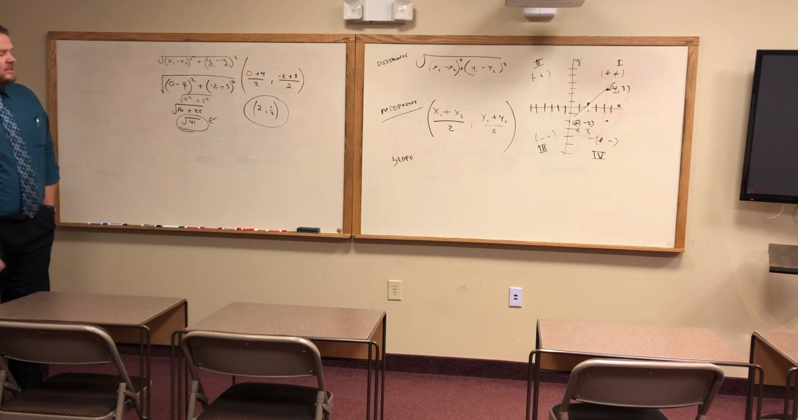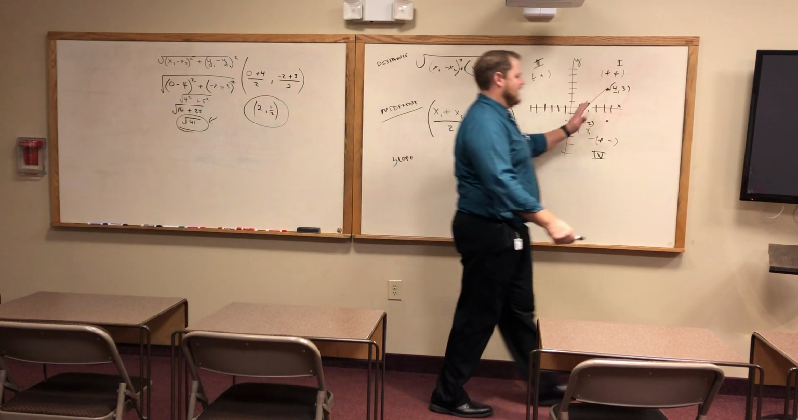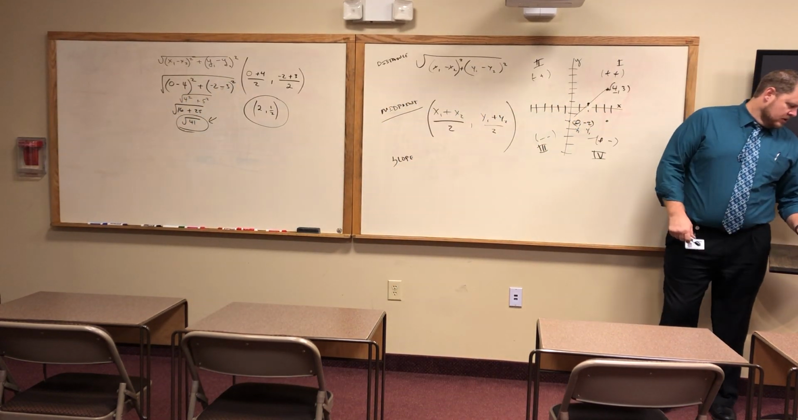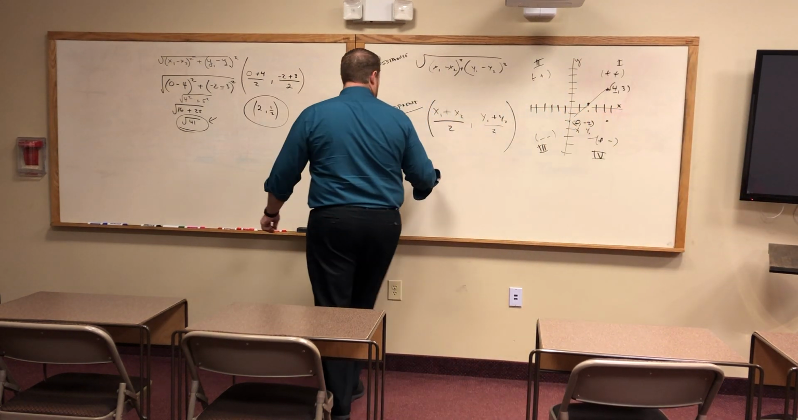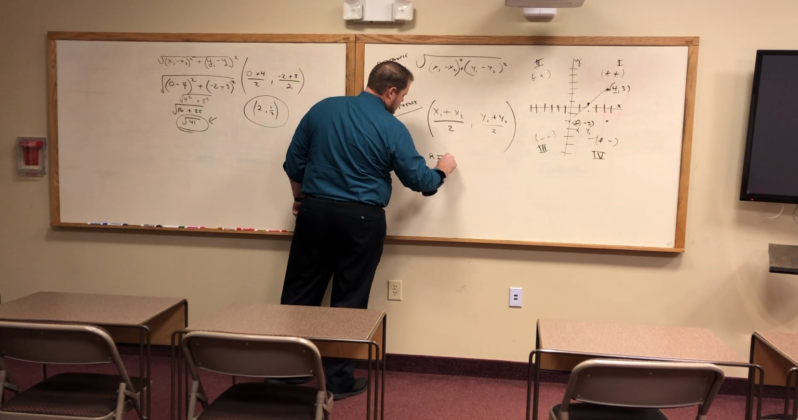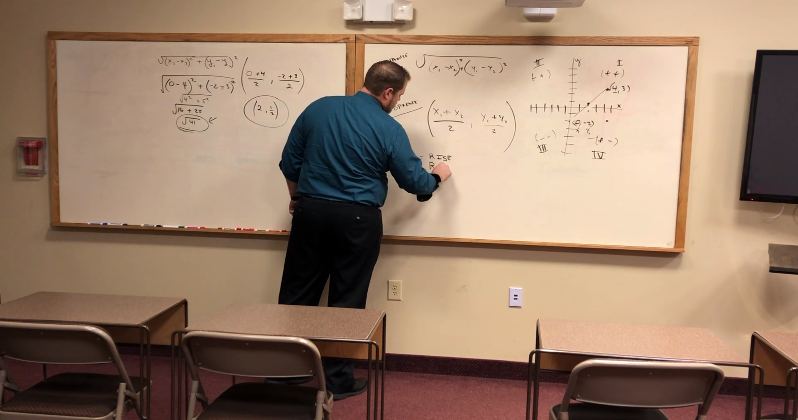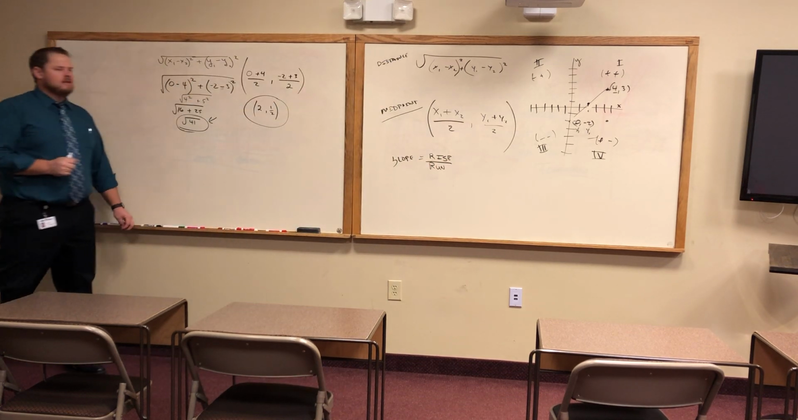So, last one, what is our slope? So how do we find slope of a line? Okay? What is slope of the line? There are two words. And I don't know, did you guys learn this last year? Yeah. Rise over run. Rise over run.